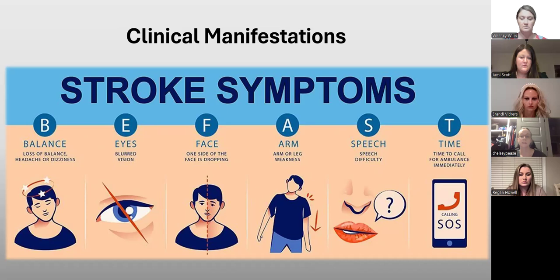And then T is the biggest factor. T is time. If you start to have any of these signs and symptoms, or especially more than one, we're going to ask that you go ahead and call 911 or seek help immediately in order to be able to reverse the signs and symptoms of a stroke.